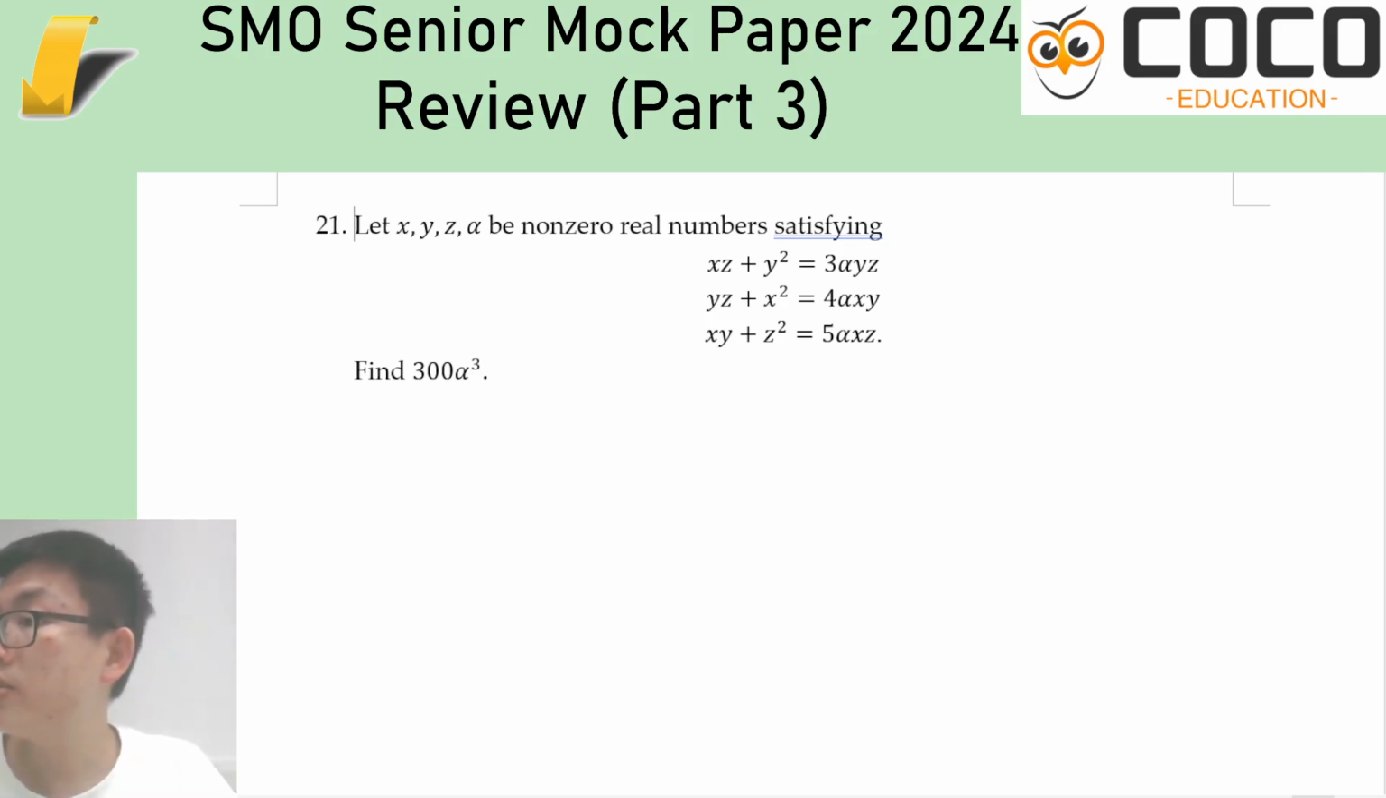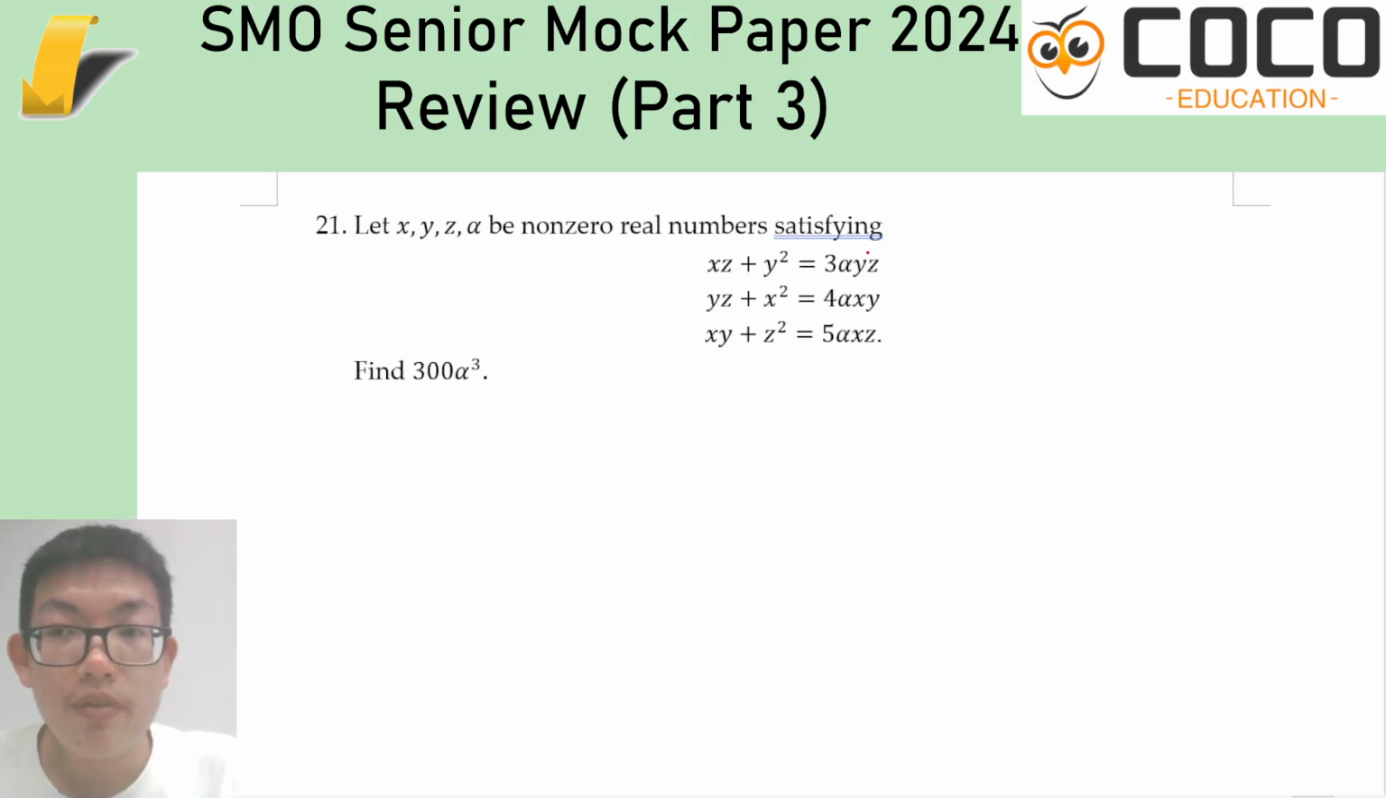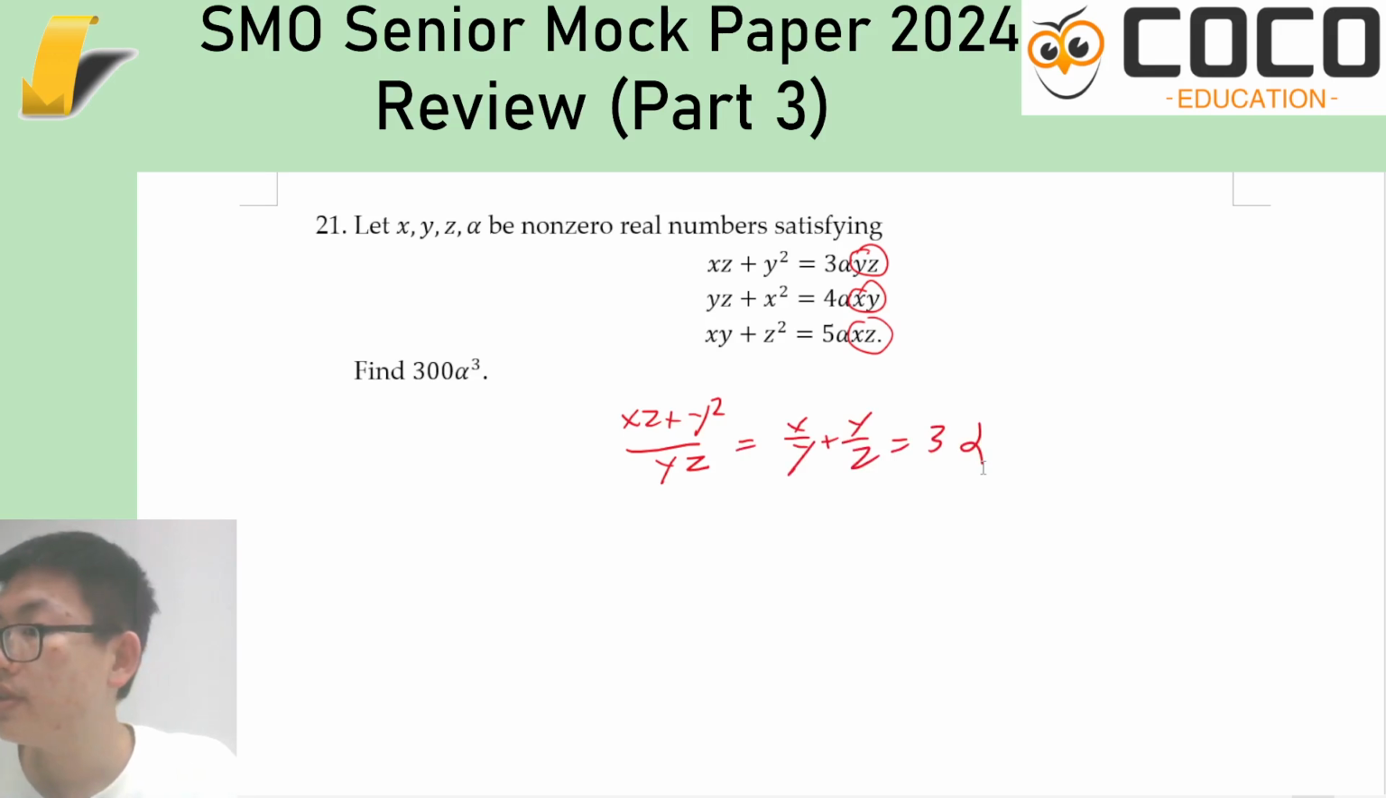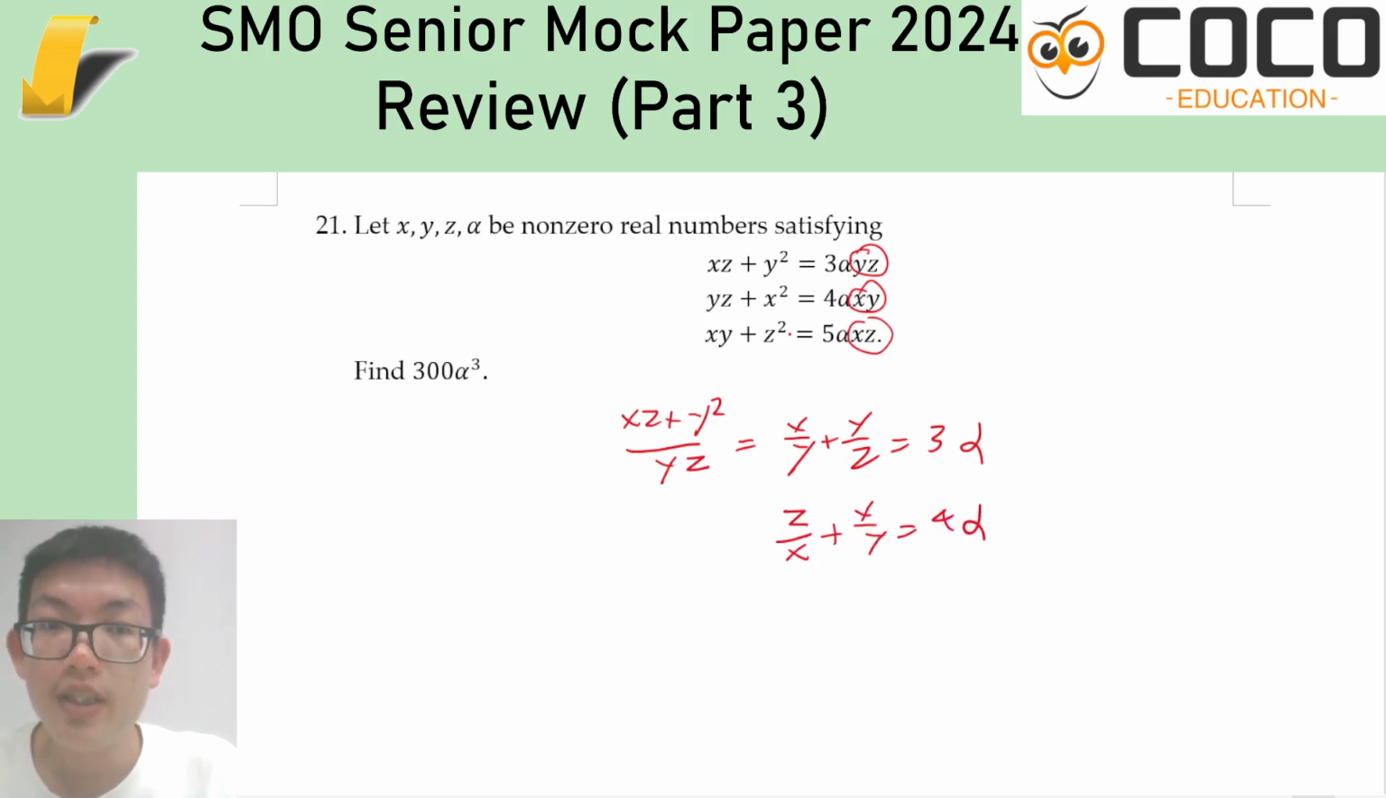Now what I'm going to do is to divide by the yz, xy and xz, because alpha appears on the right hand side. So I'll divide it over. Let's say for the first one, you end up with x over y plus y over z equals 3 alpha. And likewise, if you were to do something similar for the other two, you're going to end up with z over x plus x over y is 4 alpha. And the last one, you're going to divide by xz and get y over z plus z over x equals 5 alpha.